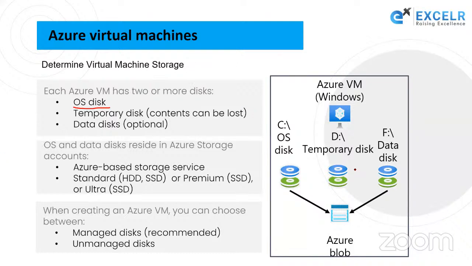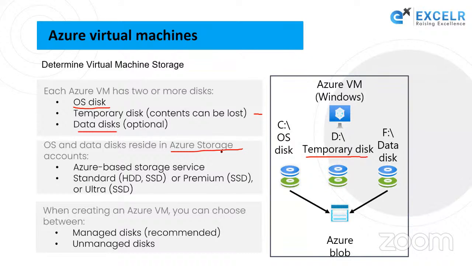What is this temporary disk? This is storage on which you can store certain data, but it will be wiped out as soon as you stop your virtual machine. So this is only for a temporary purpose. Its size is based upon the family of virtual machine you select. The third disk is the data disk, which is optional. It is just like a hard disk which you can add on top of your virtual machine. The OS disk and data disk reside within the Azure storage account.